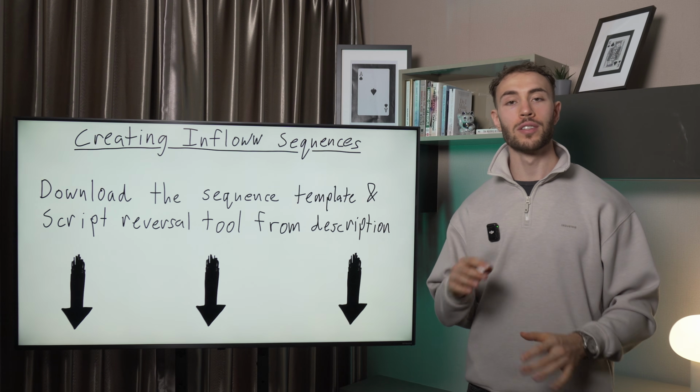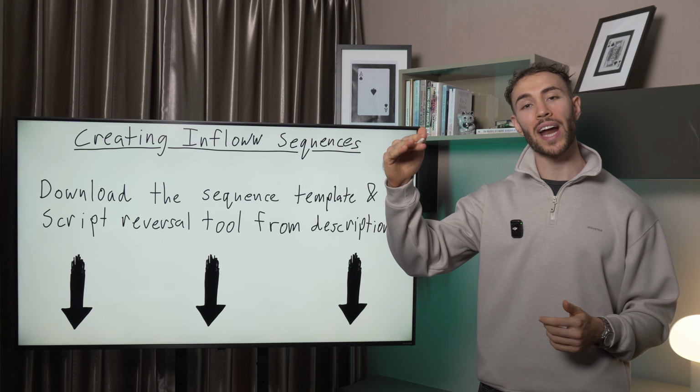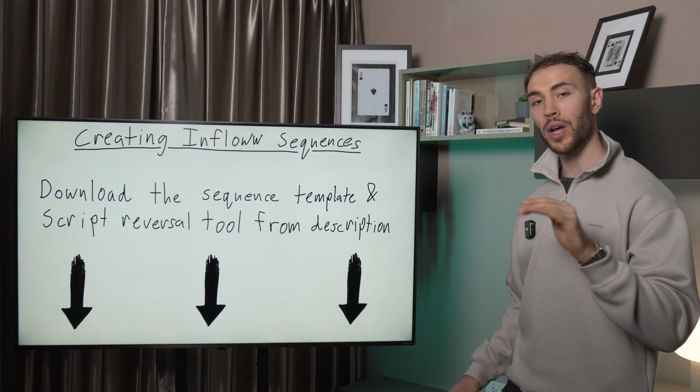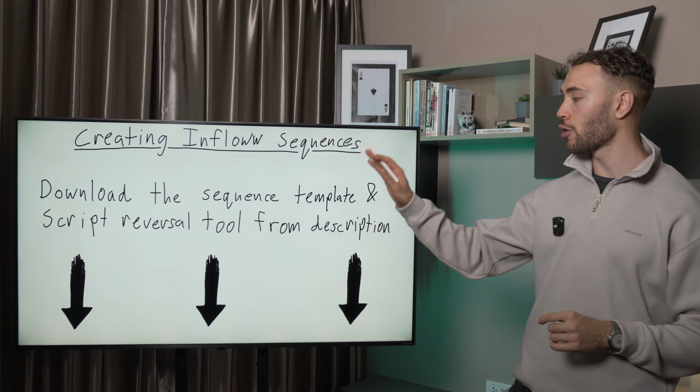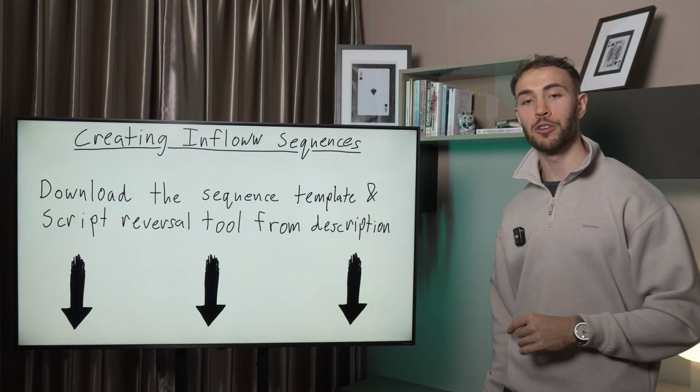So once you've got your content all planned out, the next step in making an effective sequence is writing the script that the chatters will use. So quickly, I want you to go to the description and download the sequence template and the script reversal tool. I'll explain how to use them in a second.